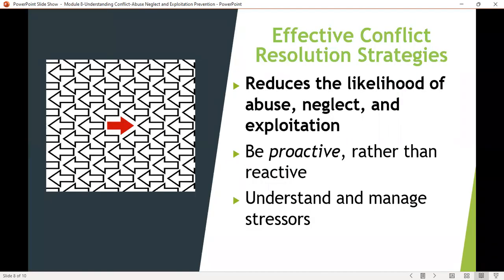Using effective conflict resolution strategies reduces the likelihood of abuse, neglect, and exploitation. We can do this by being proactive rather than reactive. This means thinking ahead about how to respond to a situation rather than responding to it after the fact. As mentioned, learning to understand and manage our stressors goes a long way towards healthy resolutions. In our next module, we will explore several useful techniques that can be used to resolve conflict with others.